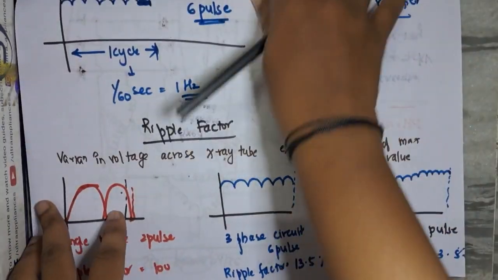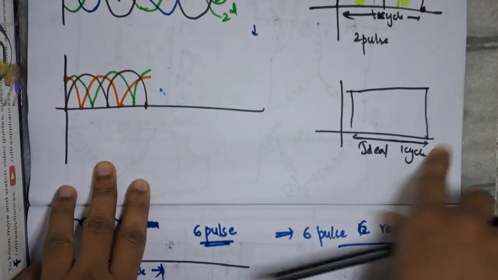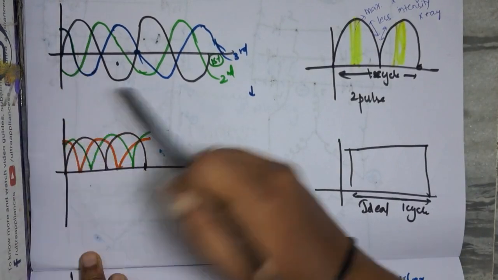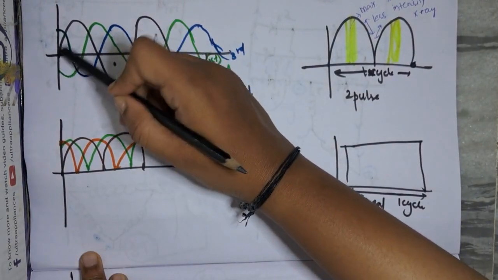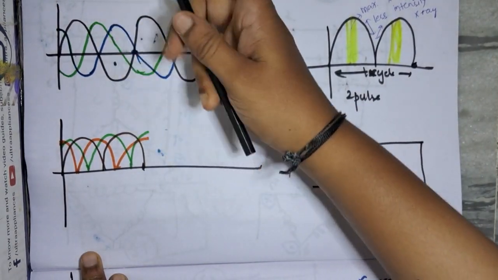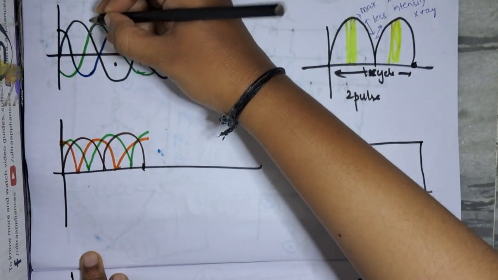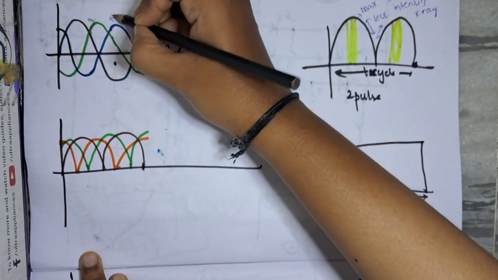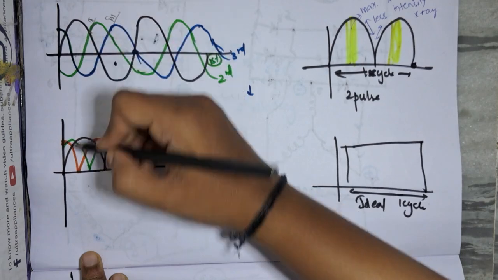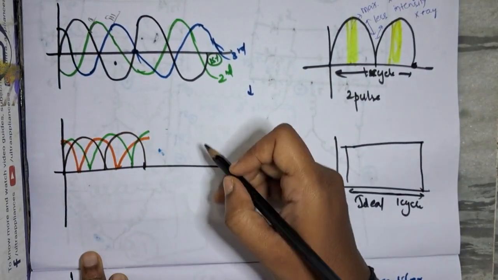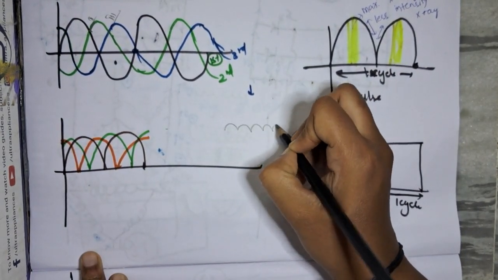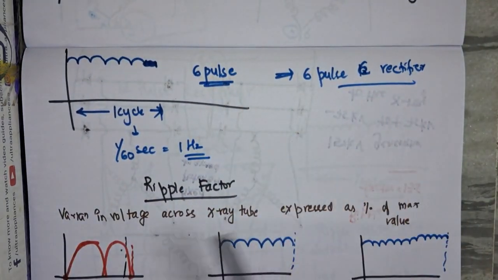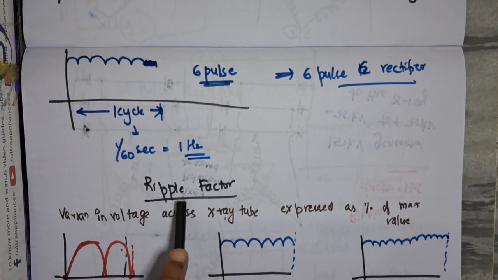Then we have, so this is the one. So this is the first one. The second one is 120 degrees out of phase, that is, it starts from here. This is the second one, and the third one is 120 degrees out of phase of the second one. This is the third one. So all these will overlap with each other and it will result in 6 pulses like this. So here, 6 pulse, 6 rectifier circuit. So one cycle has 1 by 60 seconds or 1 hertz.